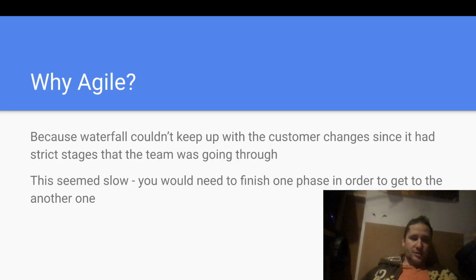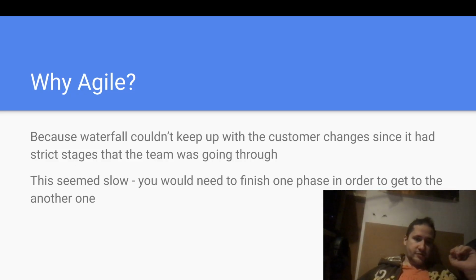Why? Because teams couldn't shift between the phases, since they would have to go phase by phase. And also, within the waterfall itself, the problem was the teams were presenting their product when development was done.